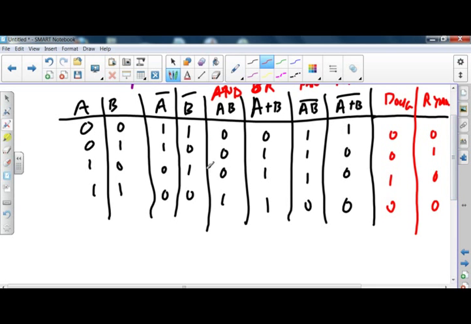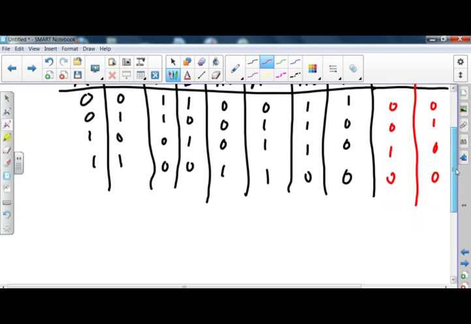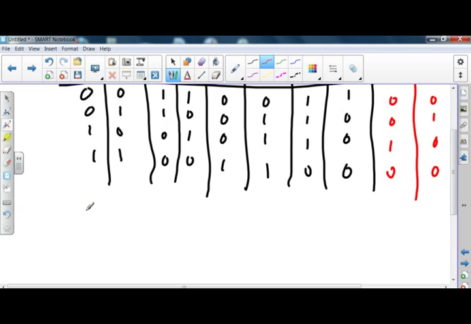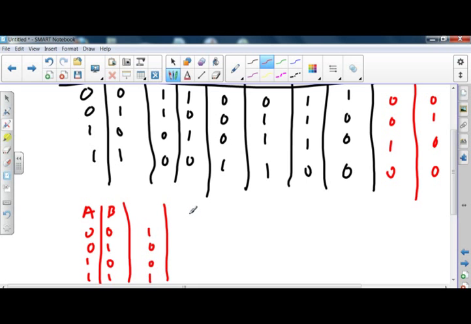But now that we've agreed that there are possibilities, we could have A, B, 0, 0, 0, 1, 1, 0, 1, 1. We could have a gate that does 1, 0, 0, 1, or we could have a gate that goes 0, 1, 1, 0. We could have those two gates.